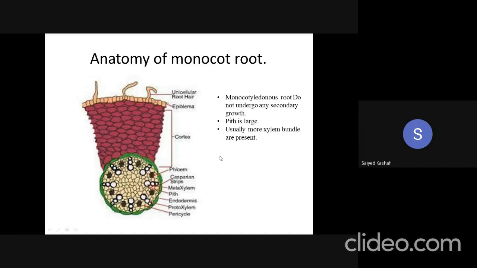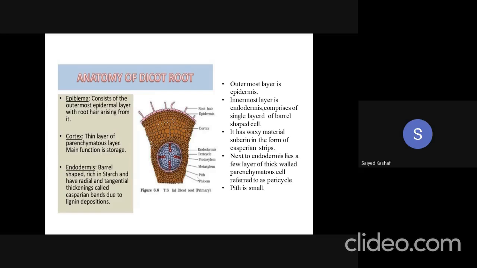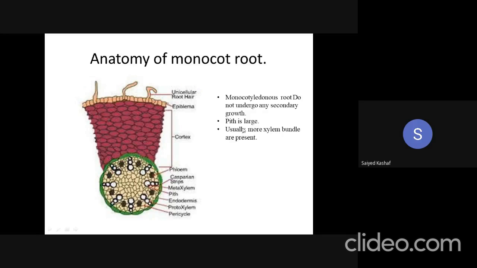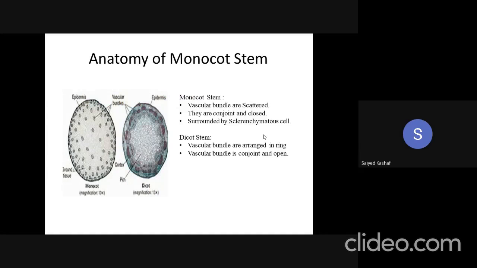All of the other parameters remain the same. The anatomy of the monocot root is similar to the dicot root in many respects: it has epidermis, cortex, endodermis, pericycle, vascular bundles, and pith, the same as in the dicot. But there is a little difference that we have discussed, that the pith is large and usually xylem bundles are present in greater number. That's all.